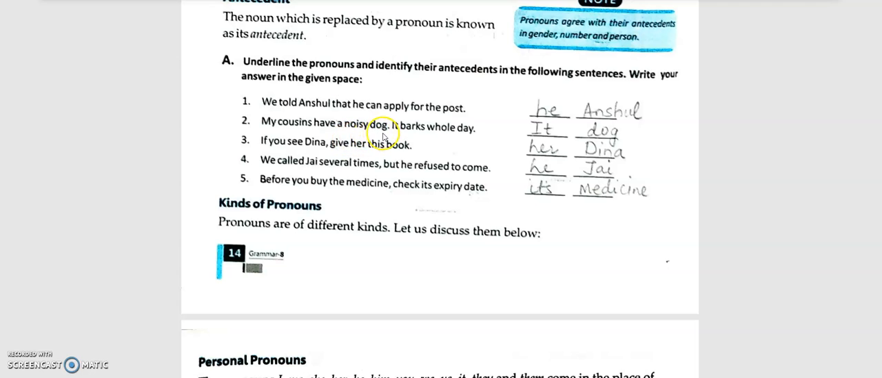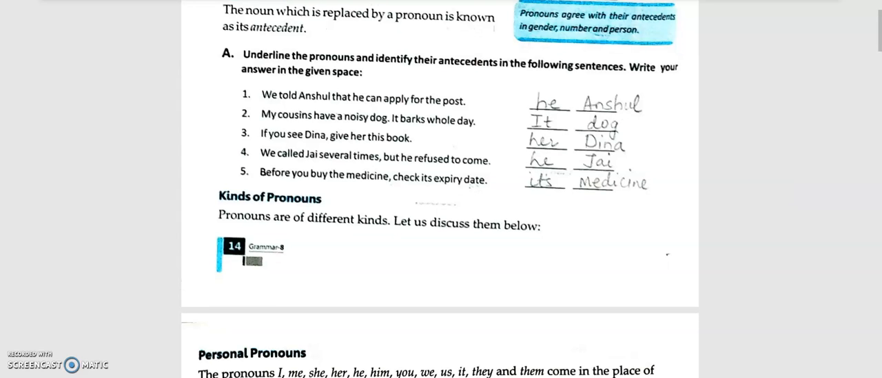My cousins have a noisy dog. It barks whole day. So dog here is the antecedent. It is the pronoun. If you see Dina, give her this book. The original sentence was, if you see Dina, give Dina this book. So you see, we will be repeating Dina. Instead, we leave the first one and the second noun, we make it a pronoun, her. So whenever you have two same nouns, you can replace one of them with a pronoun.